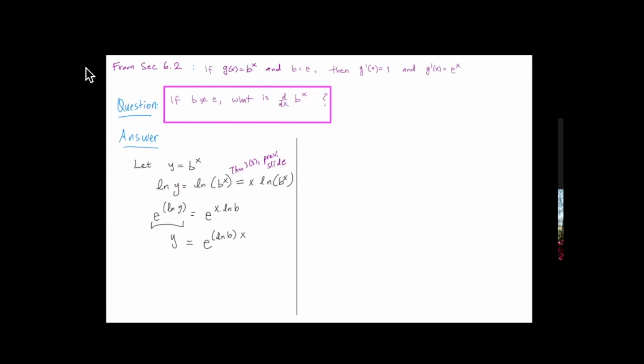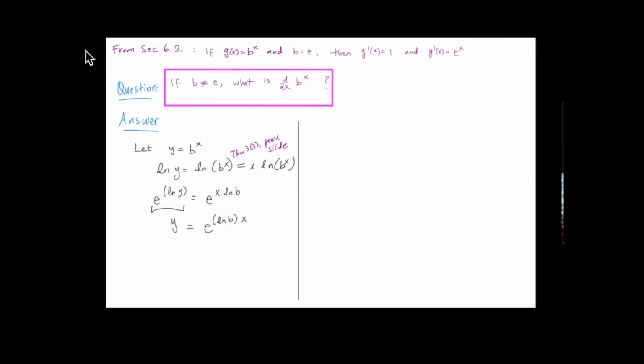And now realize that natural log of b is just a constant. So now we know how to differentiate this using chain rule. Next, I will differentiate both sides. So I have dy dx equals e to this constant, natural log of b times x. And then I have to multiply with the derivative of this part. So I have natural log of b.